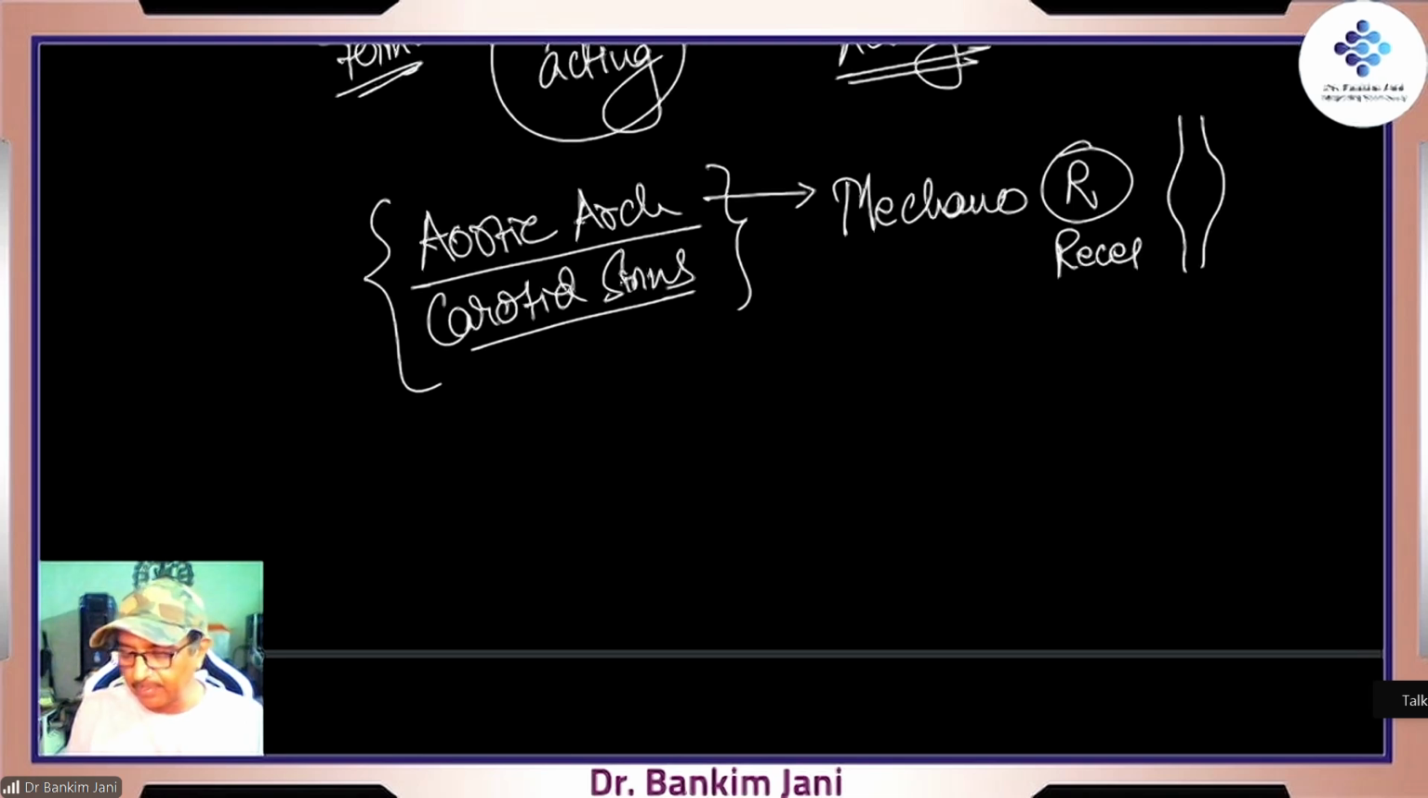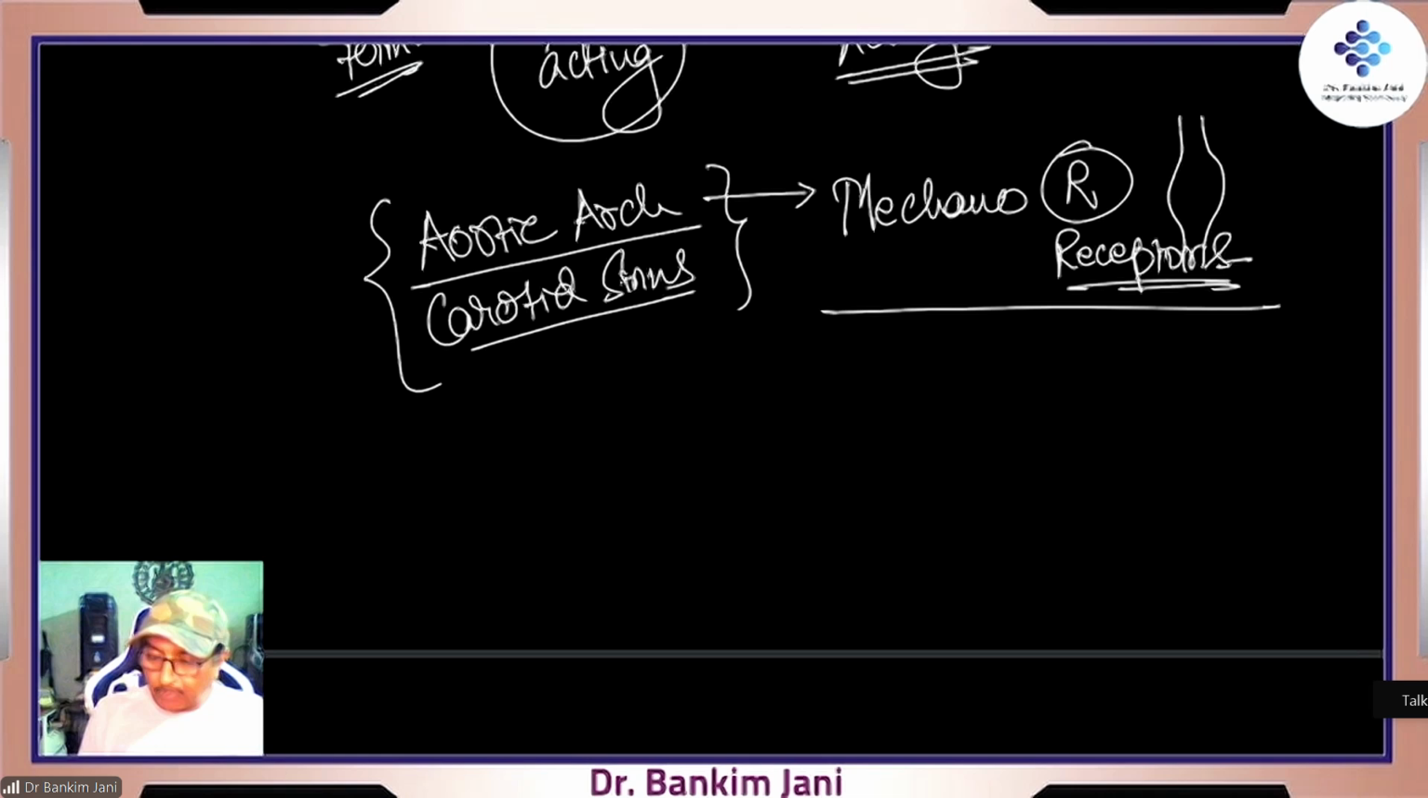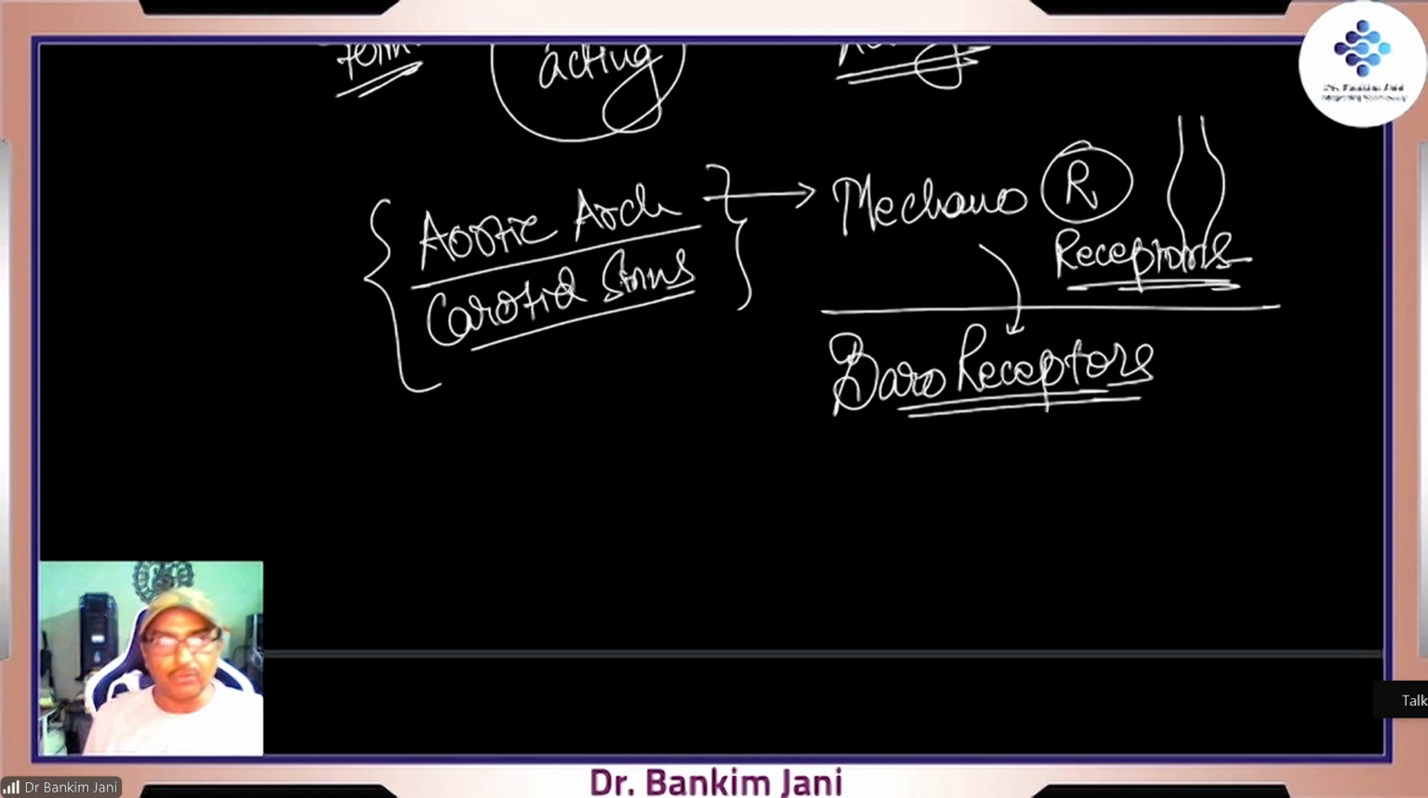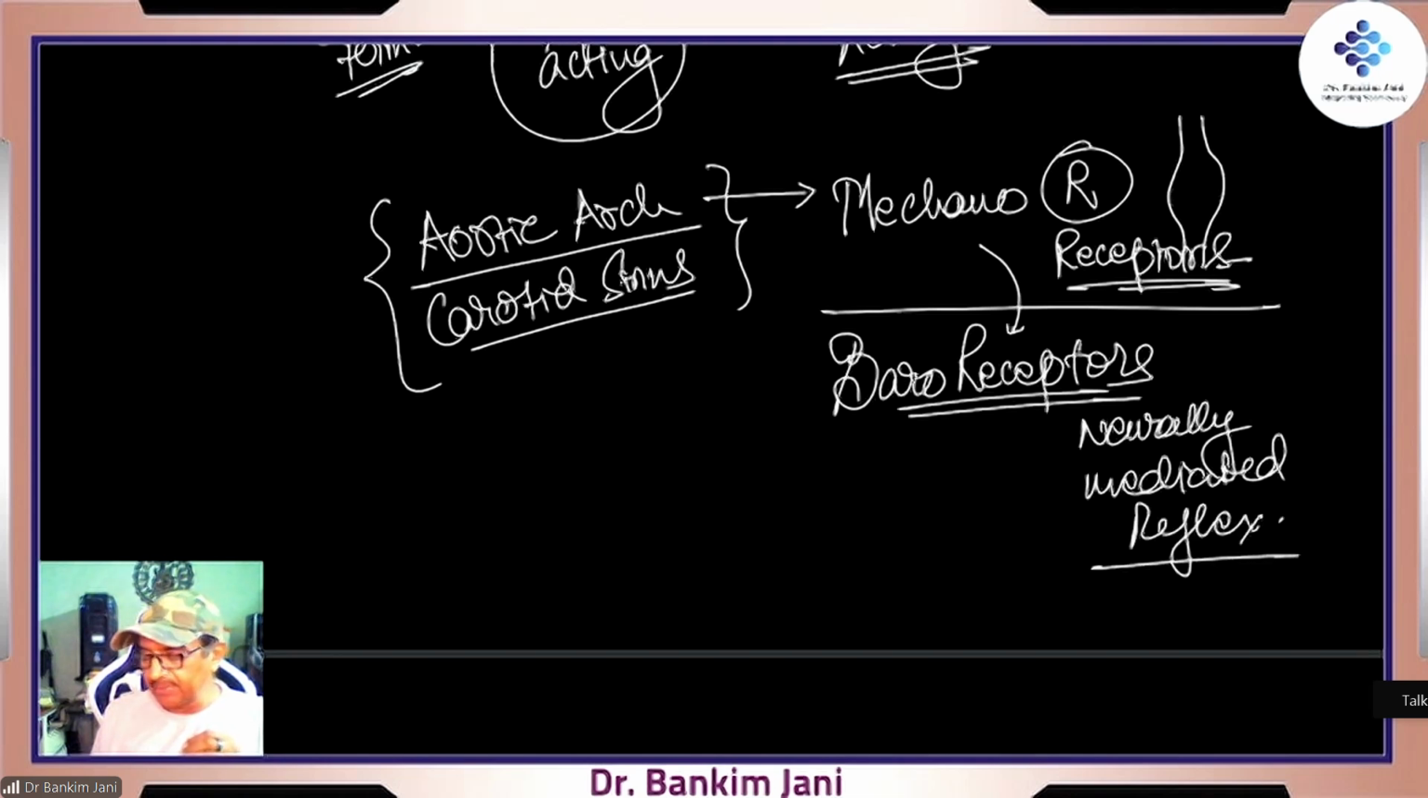For receptors, we always write like this. Right now I'll write in full, so that there is no confusion. Mechanoreceptors. They are handling mechanical things. One of the things is the pressure, so they are also known as baroreceptors. Baro means pressure. This thing is a neurally mediated reflex. When we say neurally mediated reflex, it means this is where the nervous system will come into the picture.